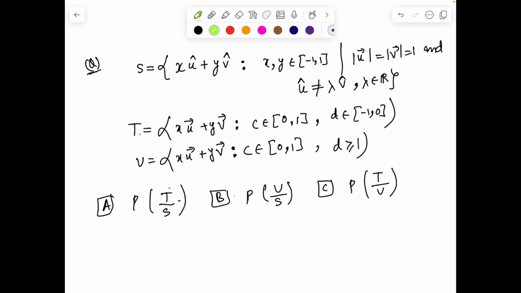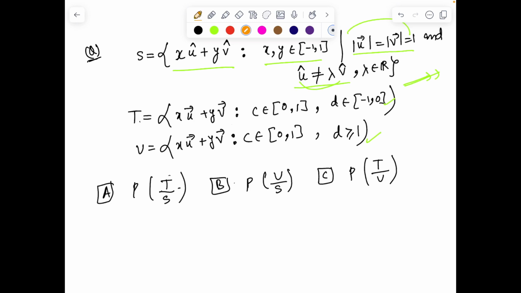We have three sets given: S, T, U. So what is set S? It's a set which contains the vector xu plus yv such that x, y belong to -1 to 1. u and v are unit vectors, and u and v are not collinear, meaning they are not in the same proportion. This restriction on u and v, unit vectors that are not in the same proportion, is present in all the sets. So just for the sake of simplicity, I am not writing it.